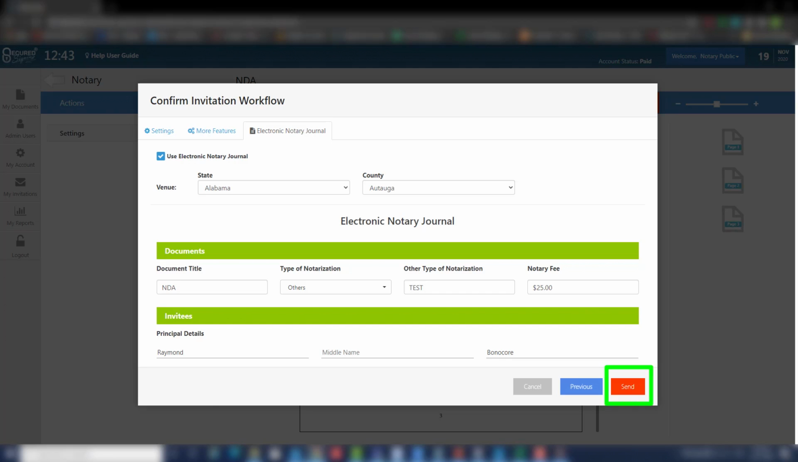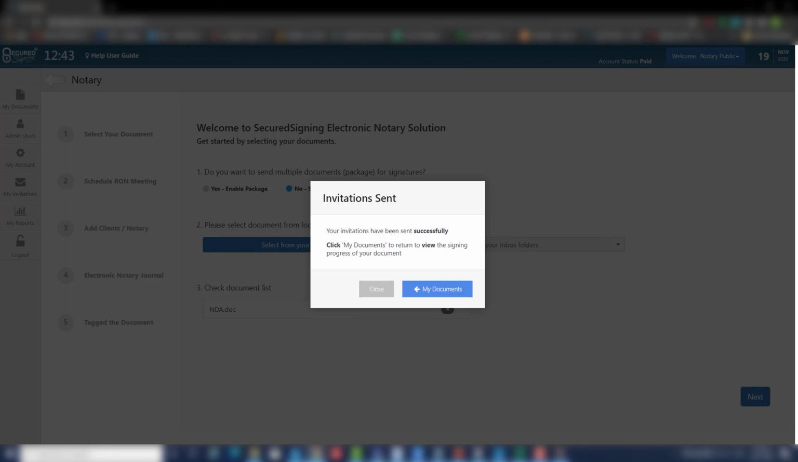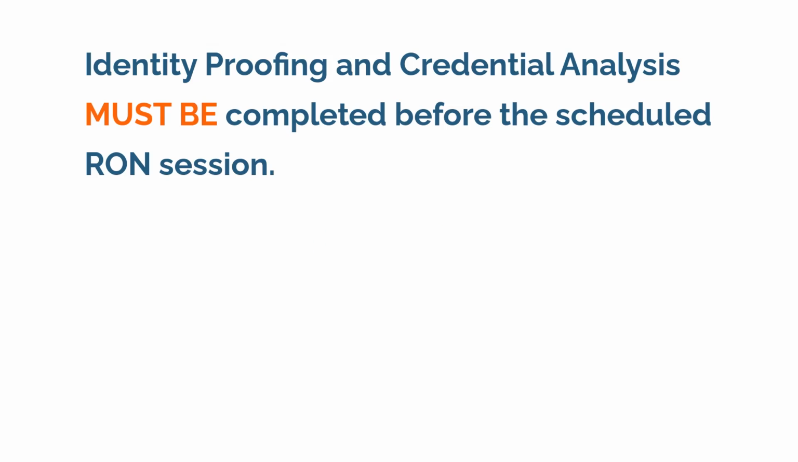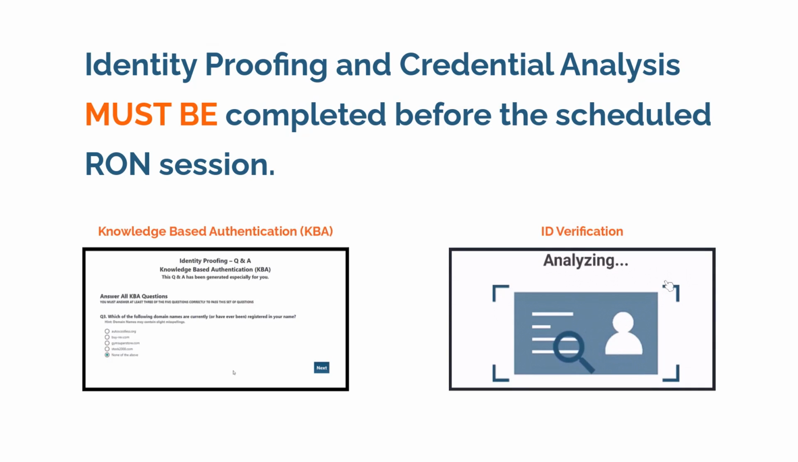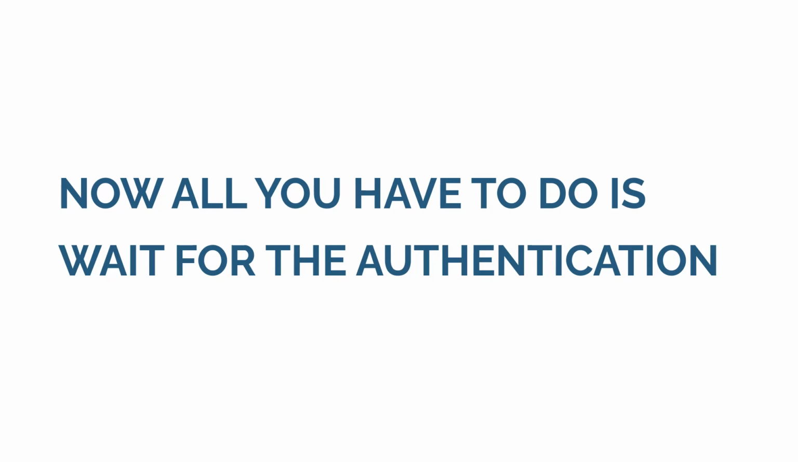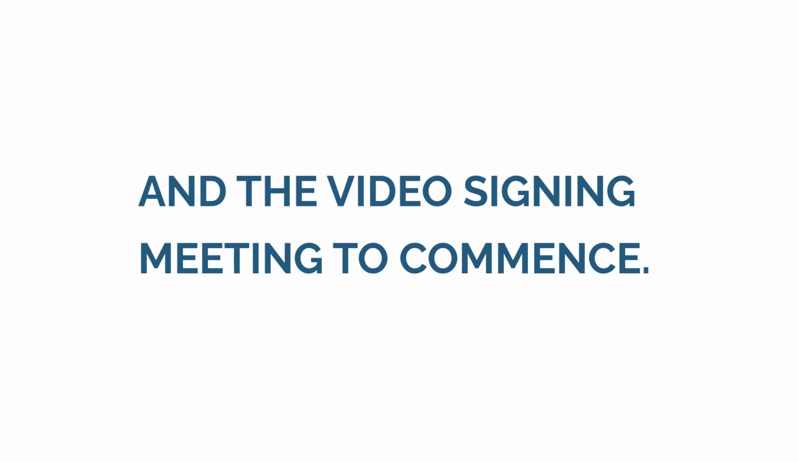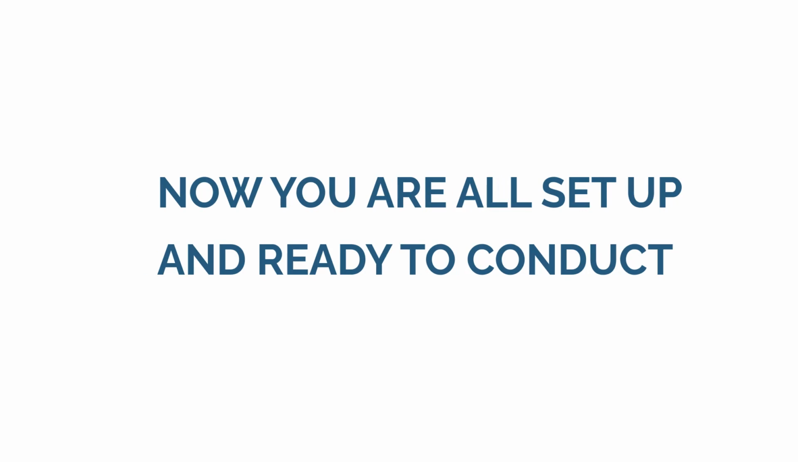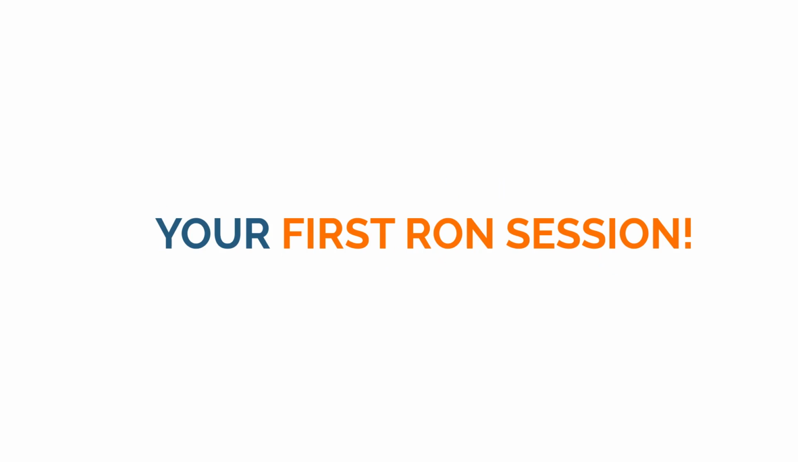Click Send. Once you have clicked Send, an email will be sent to all parties. If KBA and ID verification were selected to authenticate the client, they will need to complete these before the RON process can proceed to the document being signed. Everything has been completed on your end, and now all you have to do is wait for the authentication to be completed and the video signing meeting to commence at its scheduled date. Now you are all set up and ready to conduct your first RON session.